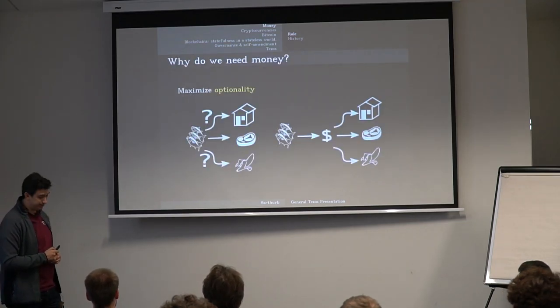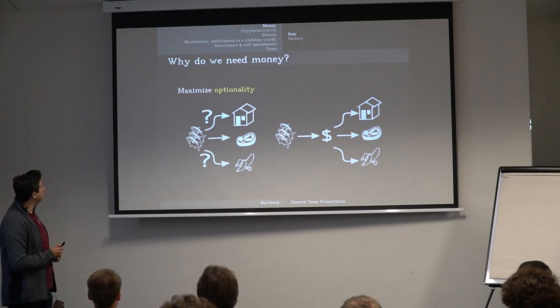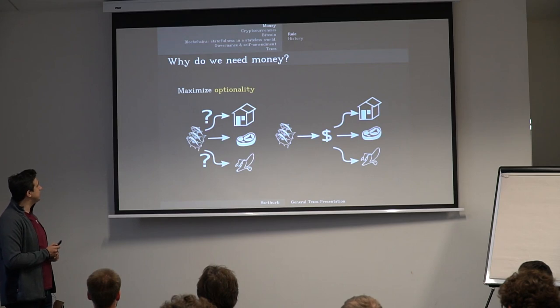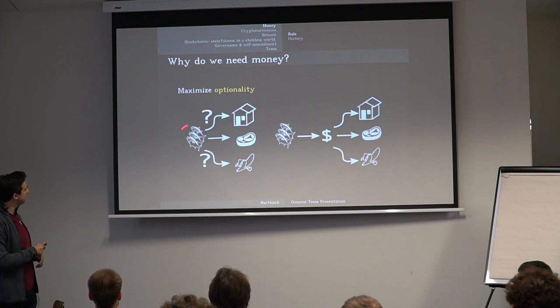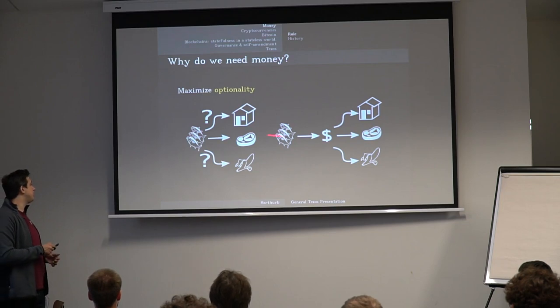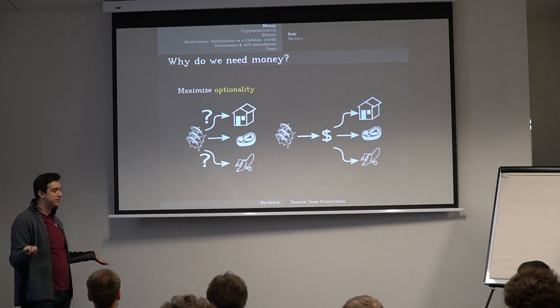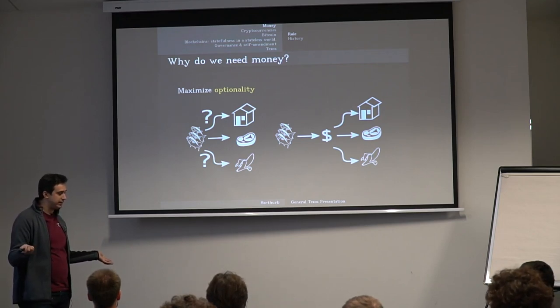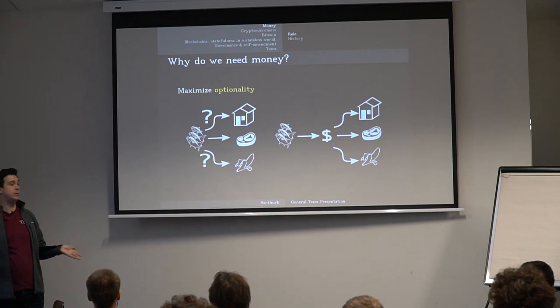Why do we need money? That's a good question. Well, typically it's because we want to maximize optionality. So let's say I have a bunch of fish, and I don't know what I want. I have fish today. In the future, maybe I will want to buy a house, or a steak, or a banana in this case. I don't know what I will want in the future, but if I just keep my fish, it's just gonna rot and it will not be good.